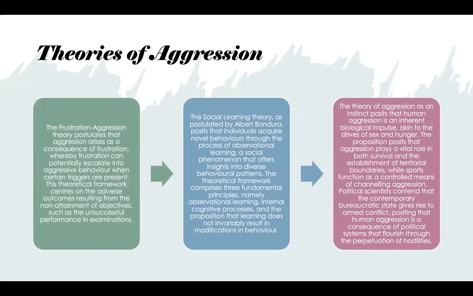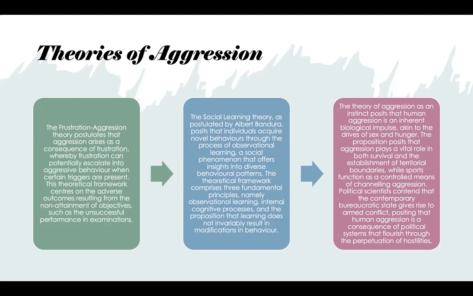The social learning theory, as postulated by Albert Bandura, posits that individuals acquire novel behaviors through the process of observational learning, a social phenomenon that offers insight into diverse behavioral patterns. The theoretical framework comprises three fundamental principles, namely observational learning, internal cognitive processes, and the proposition that learning does not invariably result in modifications in behavior.